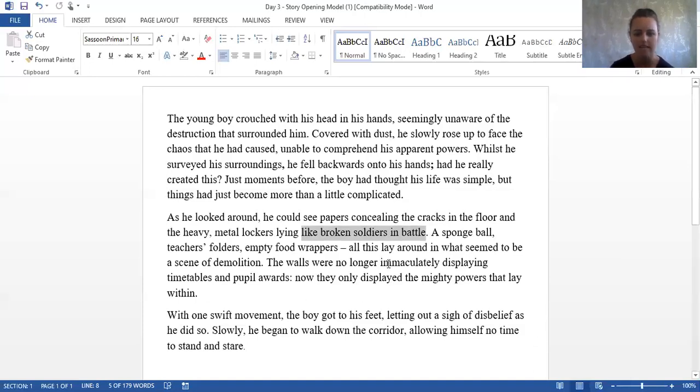I also like the word immaculately. So immaculately means it's perfectly tidy and it's really neat. So the displays are immaculate. And obviously now everything's been destroyed. So again, there's that contrast and you can see the change that has happened.